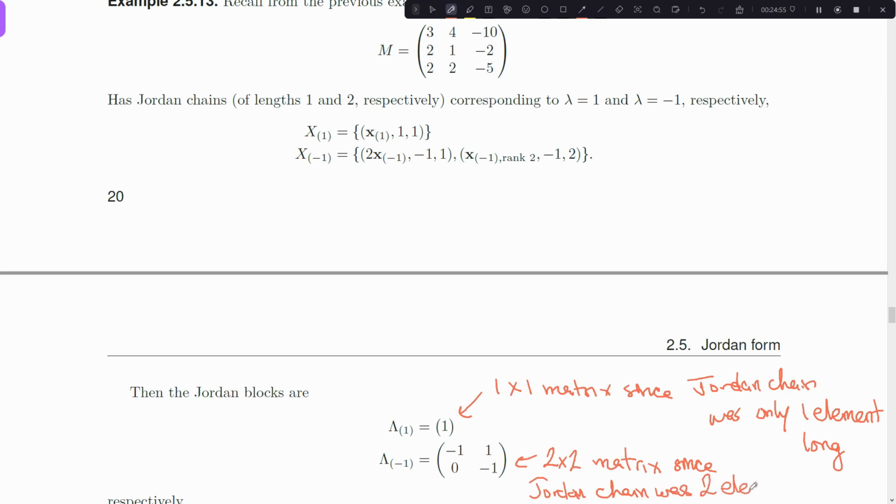since the Jordan chain was 2 elements long. Now what you can see, right, so I'm highlighting the 1 by 1, 1 element long, 2 by 2, 2 elements long. Then the last thing that's important about these is that the diagonal, which understandably there is just a 1, the diagonal over here is -1. These diagonals exactly correspond to lambda, to the eigenvalue. So those are the Jordan blocks.